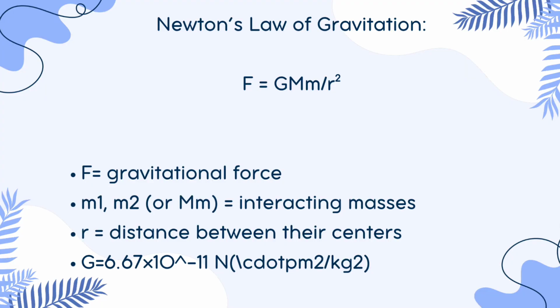So we have the formula of Newton's law of gravitation, which is F equals G big M small m over r squared. F is the gravitational force, m1 and m2, or M and m, are the interacting masses, r is the distance between their centers, while G is equal to 6.67 times 10.